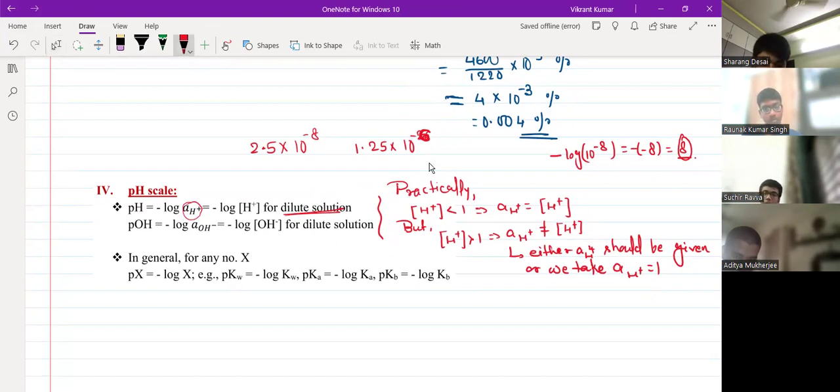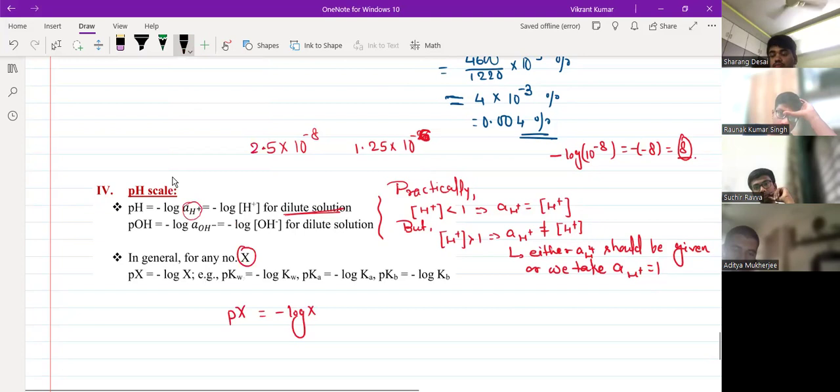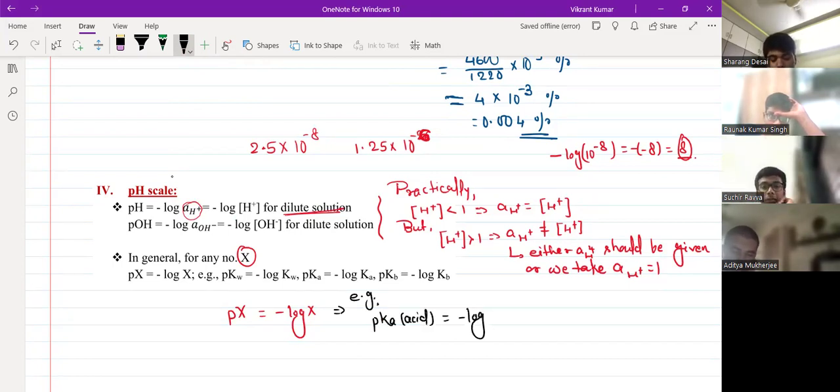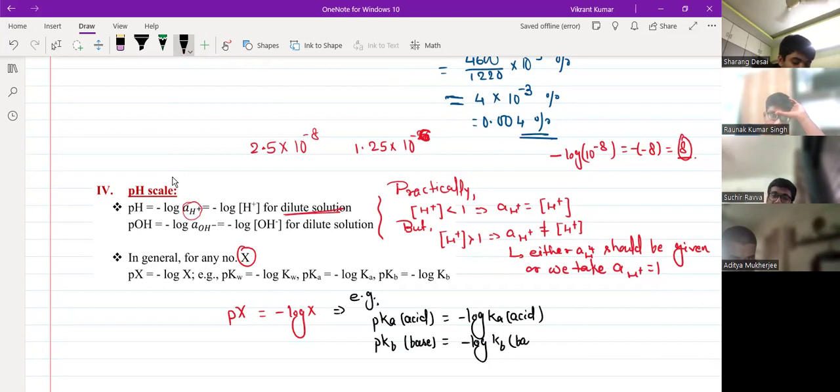For any number x, if I am writing p of x, this is nothing but minus log of x. So it is not defined only for concentrations, it is also defined for numbers like K value, Kb value, Kw, Ksp. It will be valid for all the terms I mentioned. For example, pKa of some acid will be minus log of Ka of that acid. pKb of some base will be minus log of Kb of that base. And pKw is minus log of Kw.